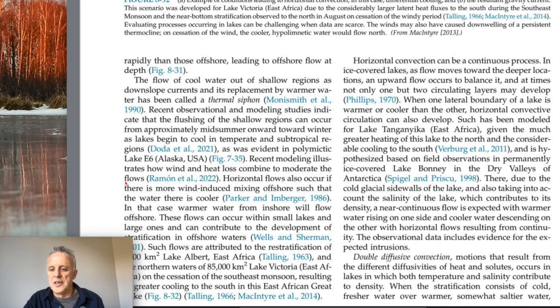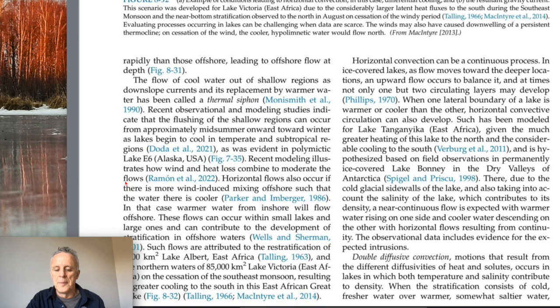Horizontal convection can be a continuous process in ice-covered lakes as flow moves toward the deeper location and upward flow occurs to balance it, and at times not only one but two circulating layers may develop. When one lateral boundary of a lake is warmer or cooler than the other, horizontal convective circulation can also develop, such as has been modeled for Lake Tanganyika in East Africa, given the much greater heating of this lake to the north and the considerable cooling to the south, and is hypothesized based on field observation in permanently ice-covered Lake Bonney in the dry valleys of Antarctica.